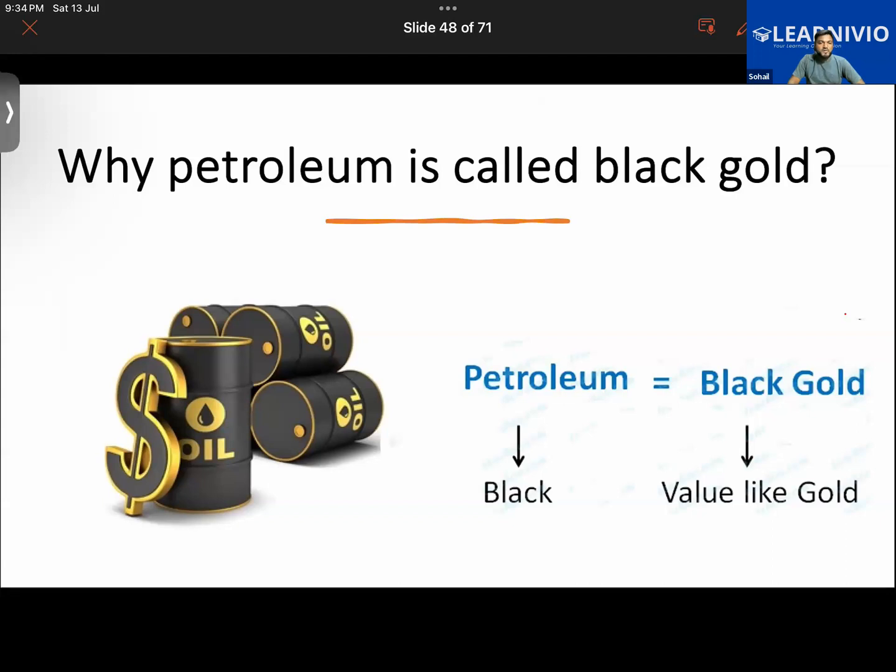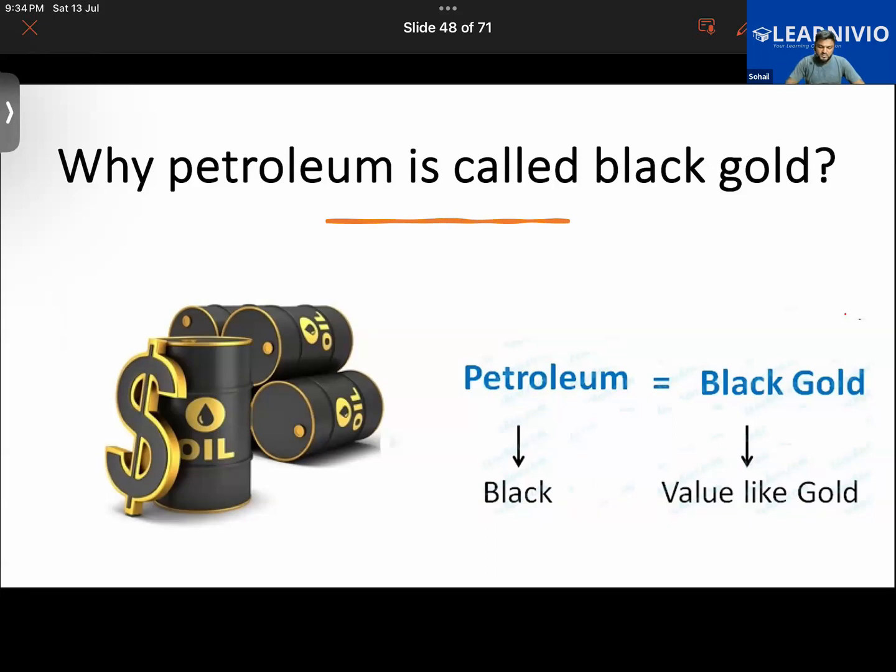See, petroleum is called black gold. The reason being, first, it is black in color. Another is that because of its high economic value, that is why petroleum is called black gold. Getting it now? Petroleum is called black gold because of that reason.